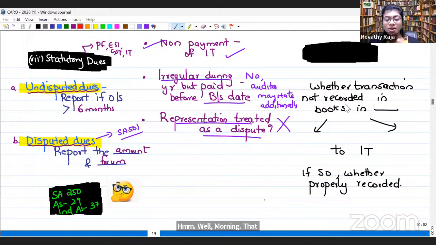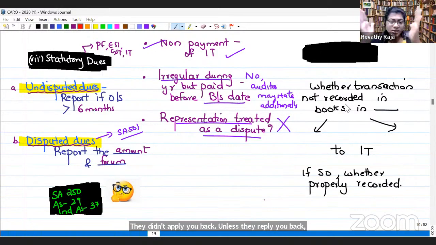Representation point once more. Representation means you are just representing to the department, I'm not liable to pay. They didn't reply back. Unless they reply back, it won't be representation. Only when two hands or two things come, it will be a dispute.